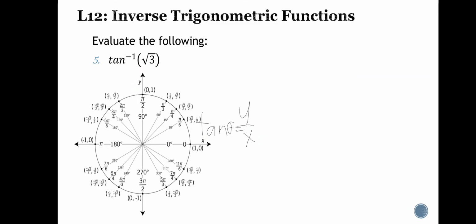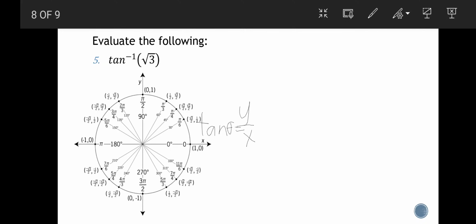So we have here possible values that could give us square root of 3. We have here for 60 degrees, because we have square root of 3 over 2 divided by 1/2. That will give us square root of 3 over 2 times 2 over 1. That will give us square root of 3. So the pairing should be 1/2 and square root of 3 over 2.